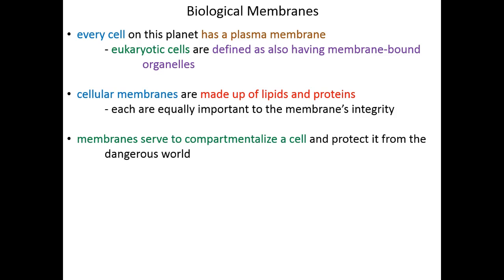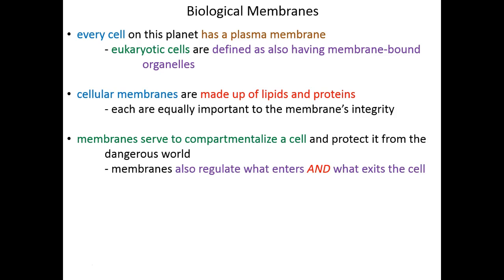The lipids and the proteins are equally important. And membranes serve two primary jobs. One is to protect the cell from that dangerous entropic world that we talked about in the previous lecture. And the other, at least for eukaryotic cells, is to allow the formation of these compartments, to allow cells to specialize individual areas for individual functions. So membranes allow cells to be more robust and more complicated, while also protecting them from the harsh world that's out there.